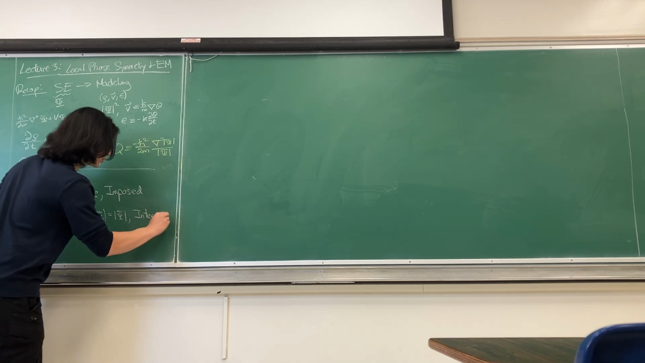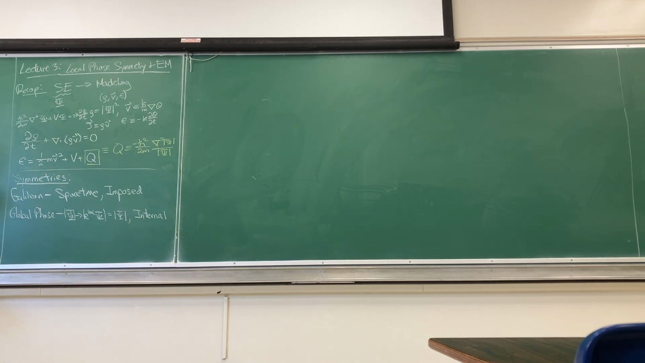This is an internal symmetry because it's a symmetry of the theory itself. If you want a Schrodinger equation or you want these Madelung equations, you can't get away from it. It is there, and it's something that's built into the theory.